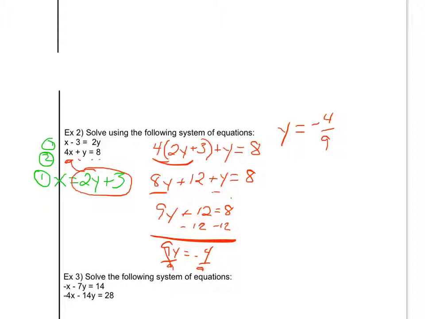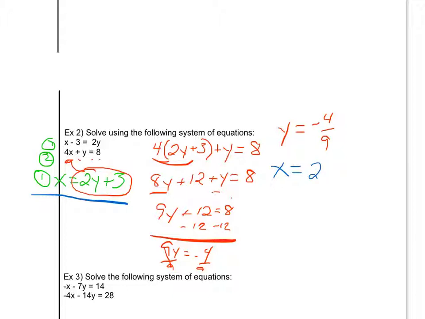Now that I know what y is, I want to plug it back into one of my original equations, either 1 or 2, either form of 1. I'm going to choose the form of 1 that already has x by itself so that I'm not actually going to have to do any solving for x. All I'm going to have to do is simplify the right side of the equation using order of operations to figure out what x is.